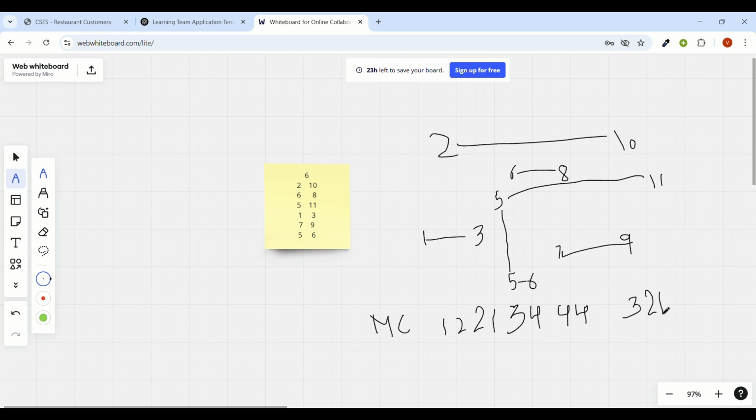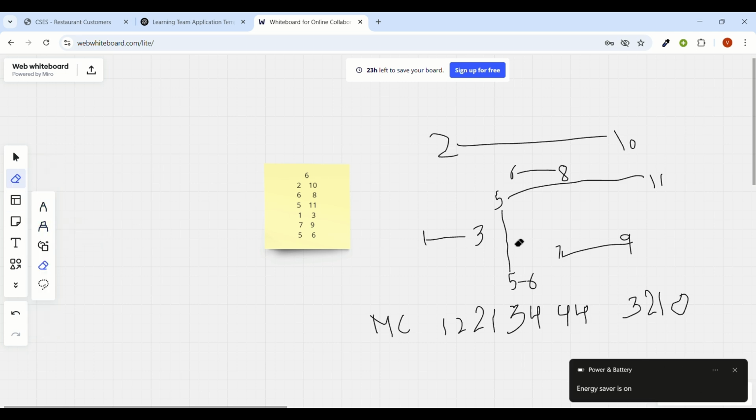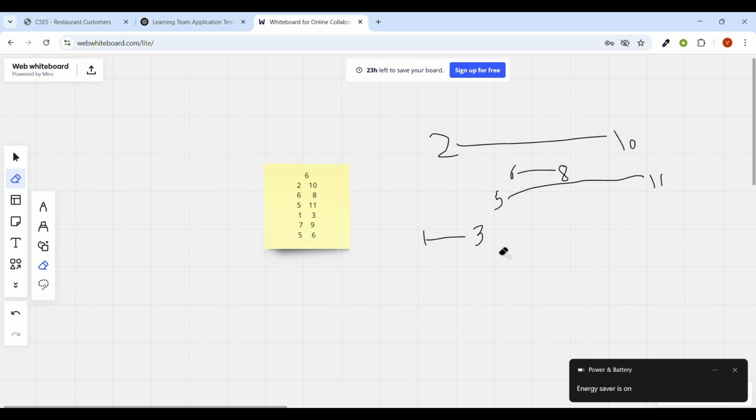Then at time 10, this customer left. So at time 11, we are having 1 customer. Then at time 12, we are having 0 customers. So the best answer is 4. Now how would we approach a solution for this problem? Let's see how we can form our solution.